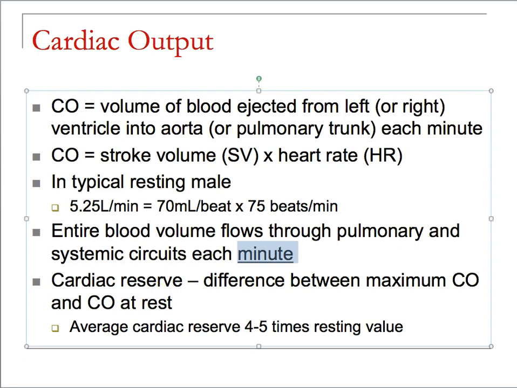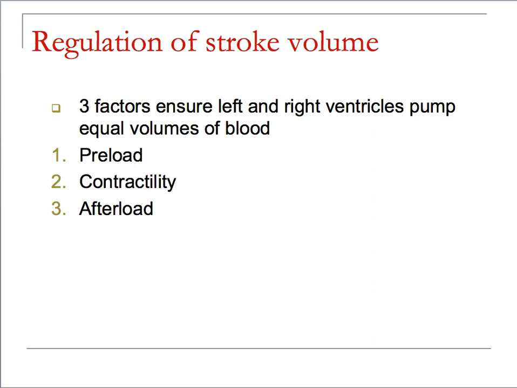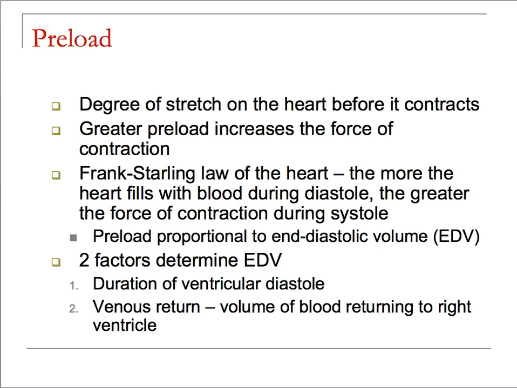Now, how do we actually regulate this cardiac output? Well, there are 3 factors that ensure that the left and right ventricles pump equal volumes of blood. We call these preload, contractility, and afterload. Preload, which you should have discussed from your reading, is the degree of stretch on the heart before it actually contracts. The greater the preload, the greater the force of contraction. We call this the Frank-Starling law of the heart. The more the heart fills with blood during diastole, the greater the force during systole. So preload is proportional to the end diastolic volume.